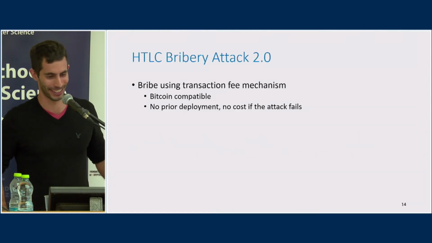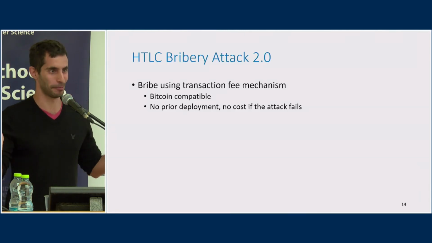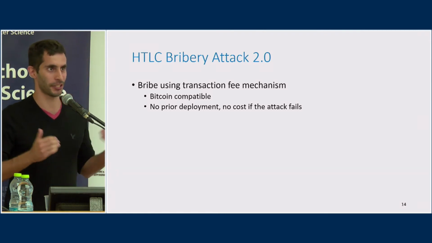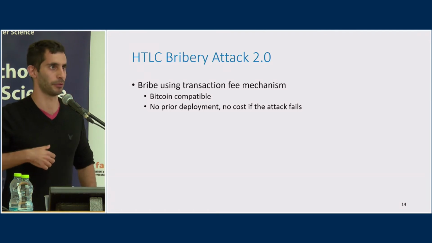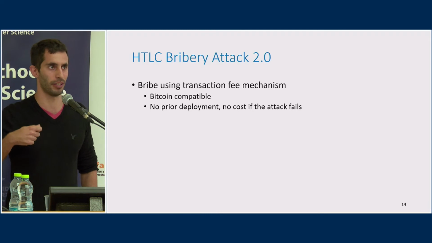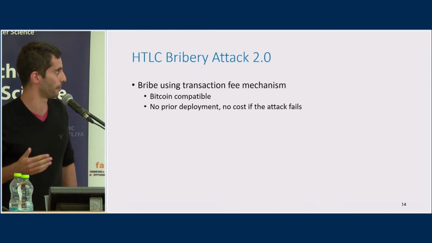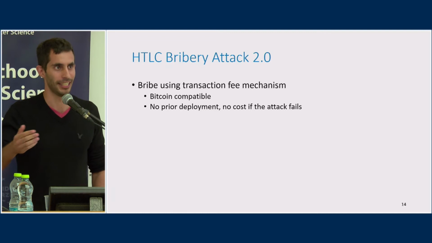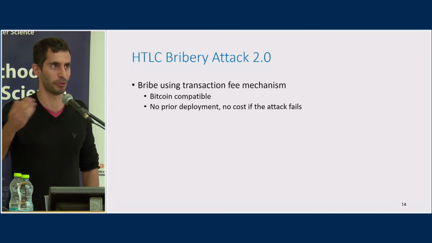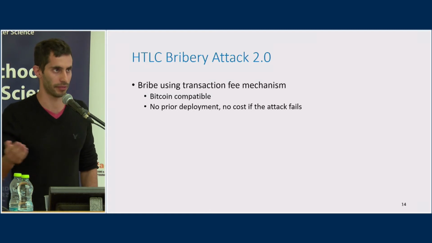So let me show you. Our version, 2.0, just uses the transaction fee mechanism to offer the bribe. You don't have to coordinate through a smart contract. Simply offer a future transaction that offers more fees. Then you can actually bribe the miners to choose your bribe transaction. This makes it Bitcoin compatible. It means you don't have to have some prior deployment of a bribe contract. You simply offer the transaction, so you have no cost if the attack fails.